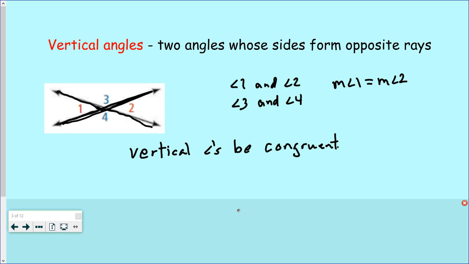Make sure that we are talking about two lines intersecting. A common error would be one line and the other not quite a line. In this case, angle 5 and angle 6 are not vertical because they were not two intersecting lines.